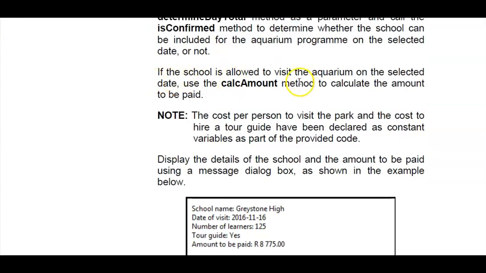If the school is allowed to visit, then we're going to use calc amount to calculate the amount that must be paid. And they have explained here that the cost per person to visit the park and the cost to hire the tour guide have been declared as constants for you, as calc amount needs those 2 values to be sent to them through the arguments to the parameters. And here we're just displaying in a dialog box, again a show message, the information which would be my toString plus then this amount paid, that would be an extra line in my toString.